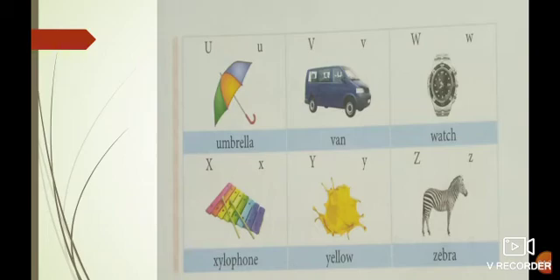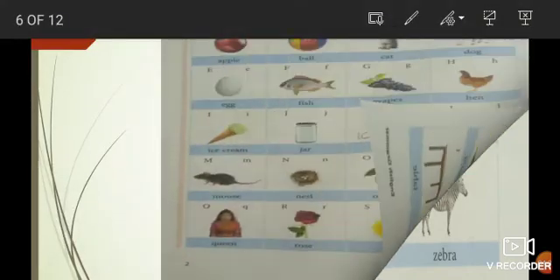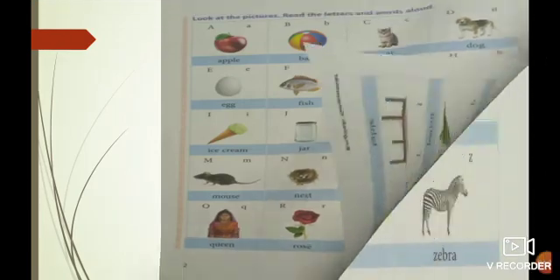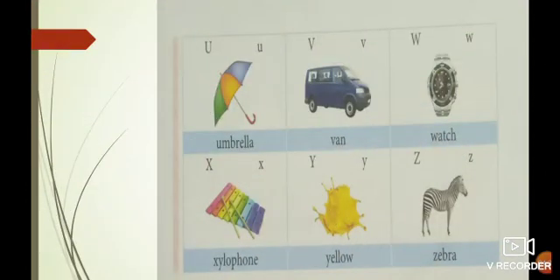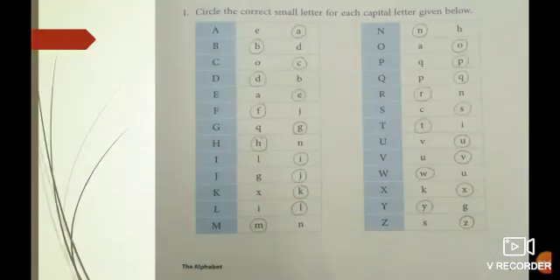U for umbrella. V for van. W for watch. X for xylophone. Y for yellow and Z for zebra. Okay children, so you have to read all these words loudly. Now children, all this was your alphabet.